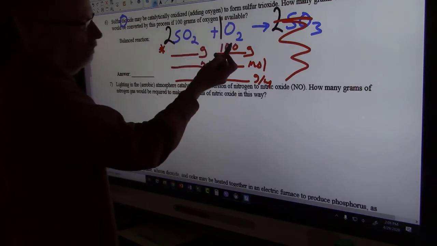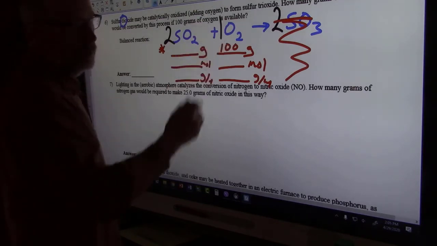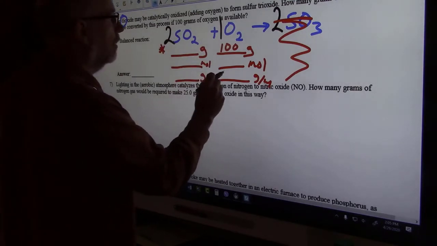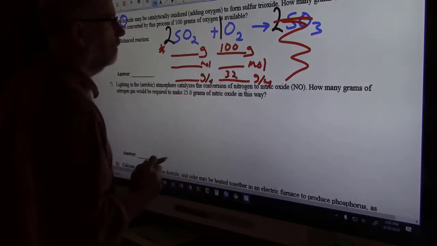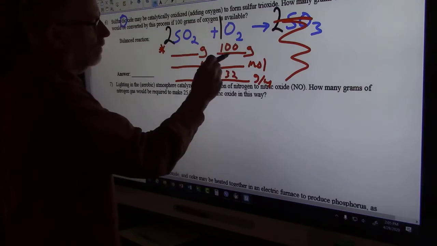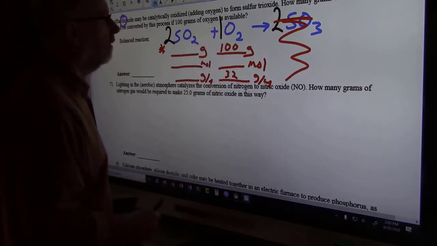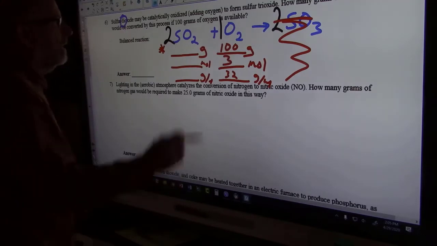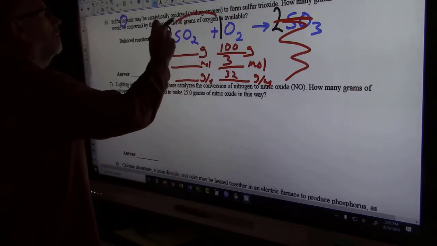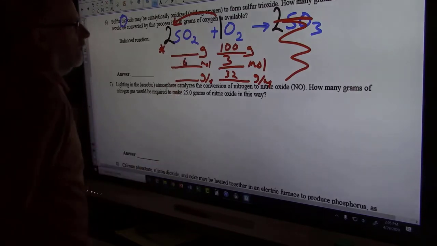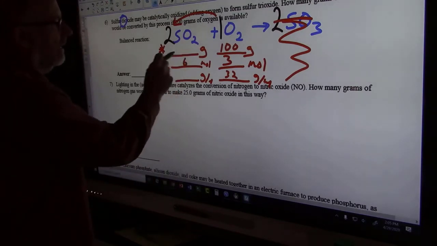Oxygen, O2, right? There's a 1 in front of it, which I wouldn't use anyway. So 16 plus 16 is 32 grams per mole. Moles equals grams, whoops, 100 divided by 32. Gosh, that's really close to 3, I think. So that means I have a 1 to 2 mole to mole ratio. What's twice as much as 3? 6. 6 moles.